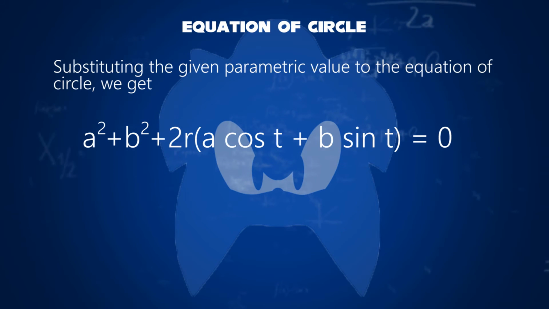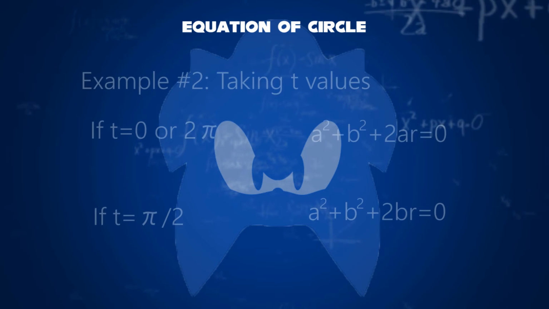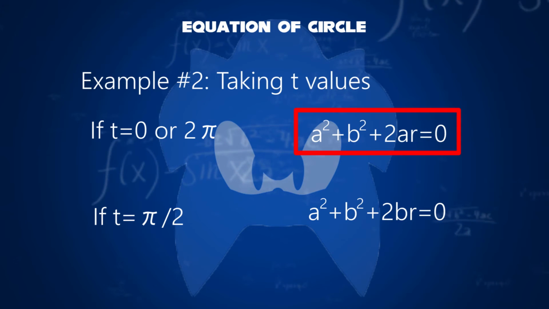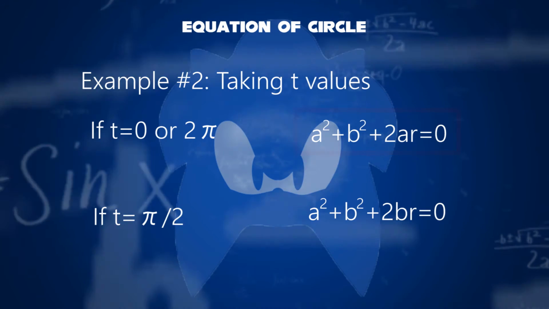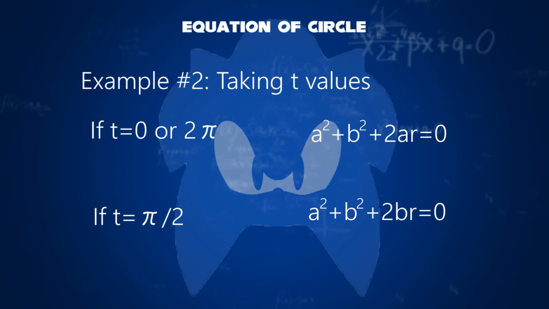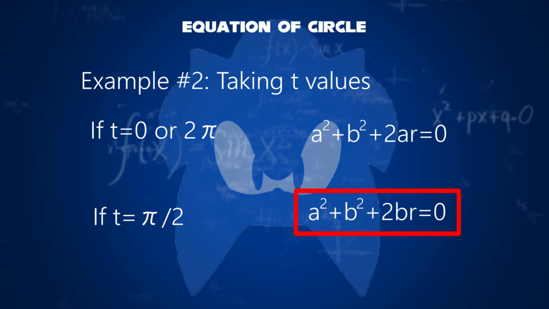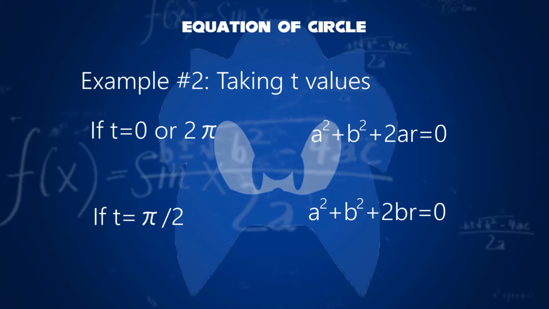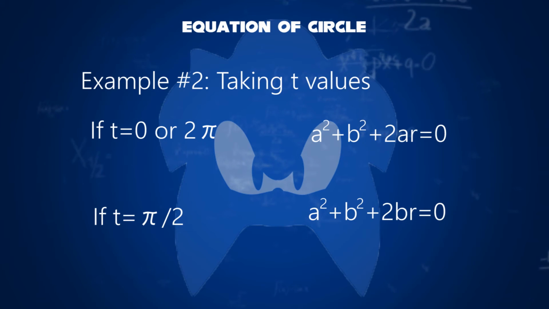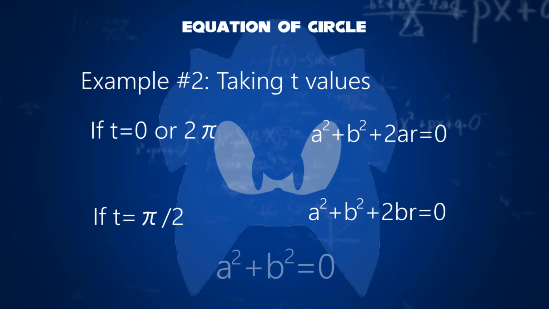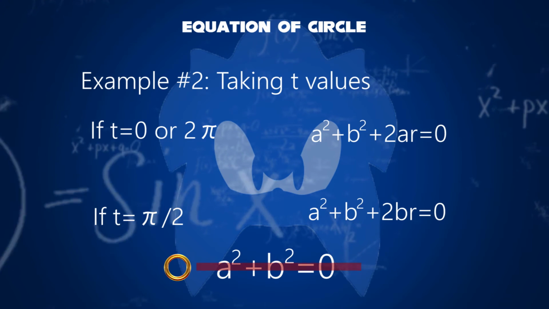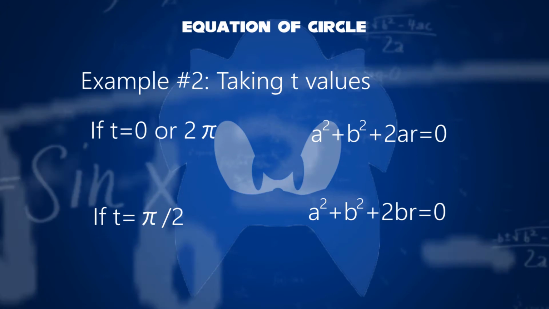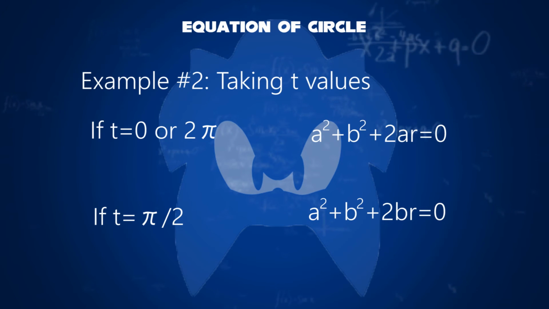For example, if t equals 0 or 2 pi, the equation is obtained as a squared plus b squared plus 2ar equal to 0. If you use t equals pi by 2 instead, we get a squared plus b squared plus 2br equal to 0. It is dependent on the radius r. In the absence of radius, if you suppose, that becomes a squared plus b squared equals 0. It is therefore proven incorrectly, so you can't see a formation of a circle, just a point.